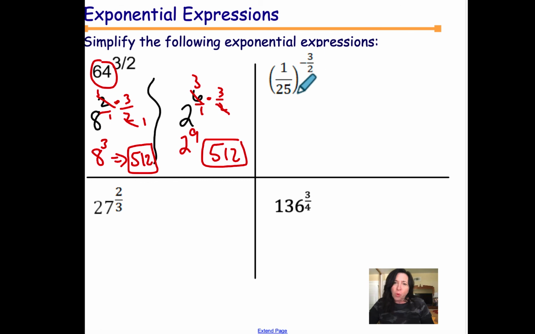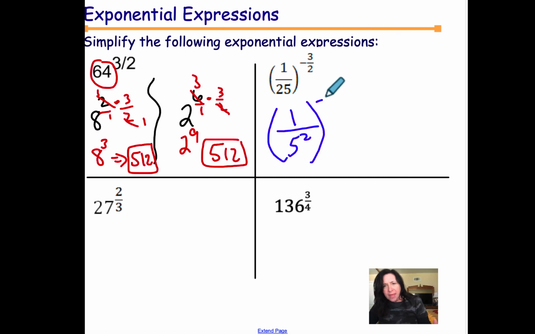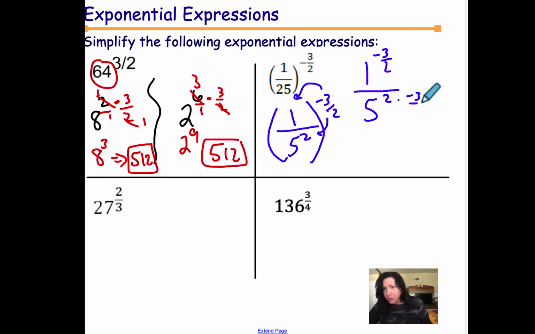For this problem, this is 1 over 25, just like the other problem on the previous slide. Rewriting this, this is actually 1 over 5 squared, okay? That's 25, 5 squared. It's still to the negative 3/2 power, which means that negative 3/2 has to, again, be distributed to both of the values, both of those exponents. So we have 1 to the negative 3/2 power over 5 squared to the negative 3/2 power.